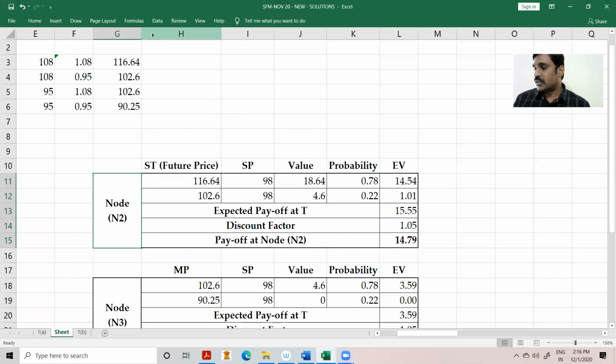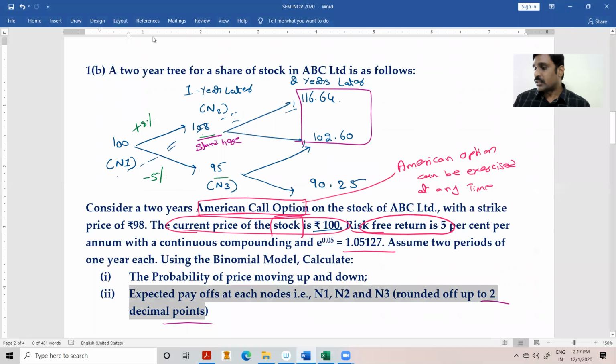My standing position is N2. Standing at N2, what is my future price? My future price will be 116 or 102. Payoff at N2 means standing at N2, the future price is 116.4 or 102.6. But the strike price given in the question is 98.